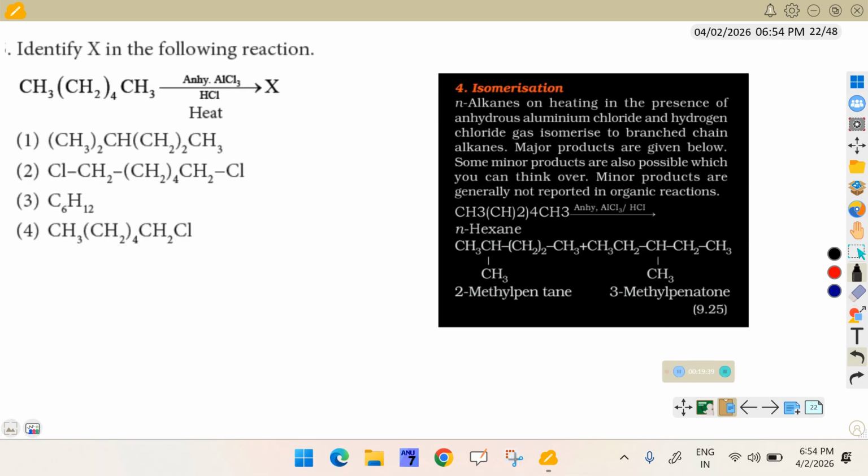Identify X in the following reaction. N-alkane reacts with anhydrous AlCl3, HCl, heat. The process is called the isomerization process. Then it gives branched chain alkanes.